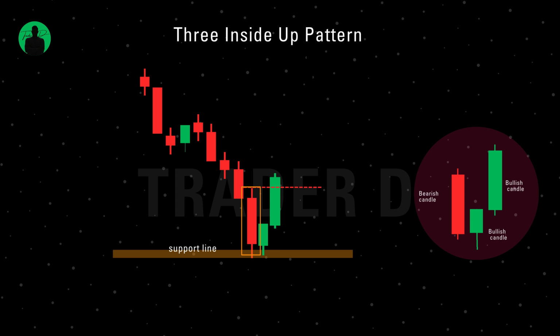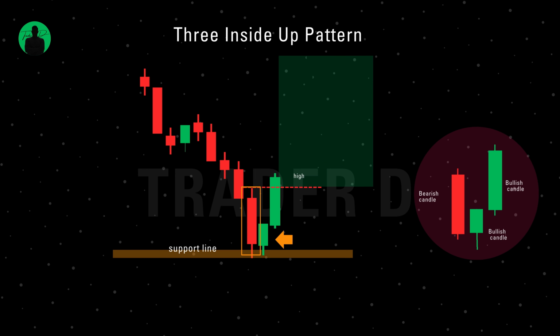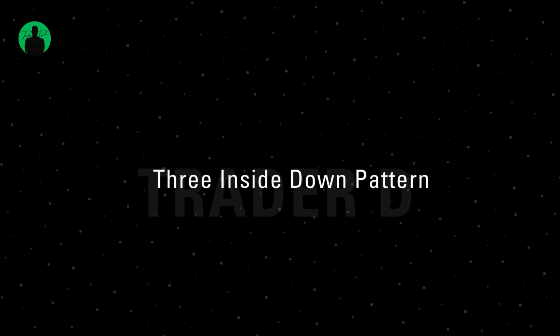You notice a strong red candle near support, followed by a smaller green candle. The third candle closes higher, confirming the 3 inside up pattern and signaling a bullish reversal. After the third green candle closes, you can enter a long trade with a stop loss just below the support area.